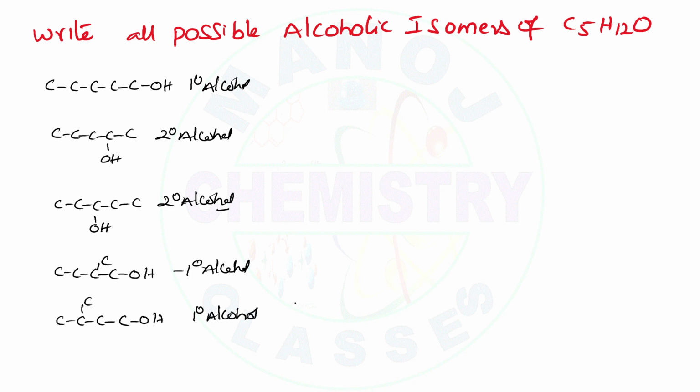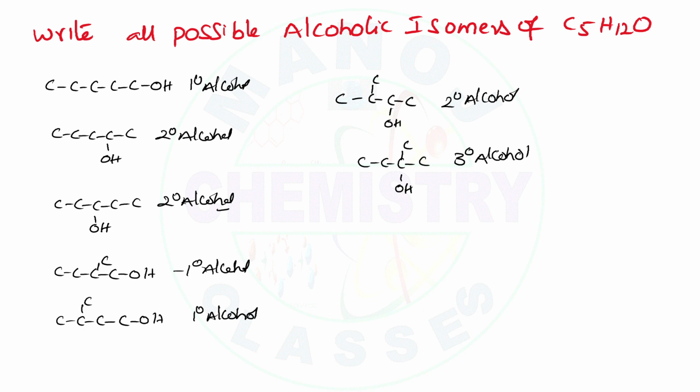I can write one more example as 1 2 3 4. Yeah, I can write OH here, I can write methyl here. Hence this one comes under the category of secondary alcohol. One more example, I can write 1 2 3 4. Here I can write OH, here I can write carbon. So this comes under the category of tertiary alcohol.